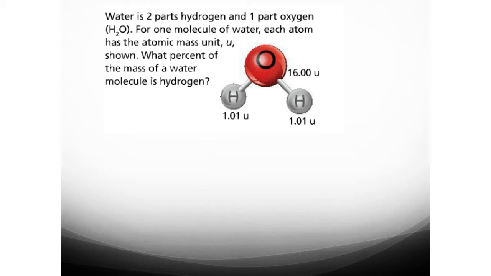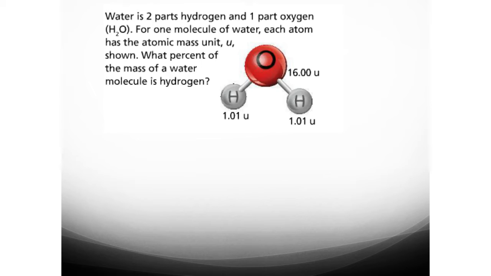Little bit of science for you. Water is 2 parts hydrogen and 1 part oxygen. Hence you got the abbreviation H2O. For 1 molecule of water, that's this picture, each atom has the atomic mass unit, or U, that is shown. If you look at your picture, the oxygen is at 16.00 and both hydrogens are at 1.01. Now our question: what percent of the mass of a water molecule is hydrogen?